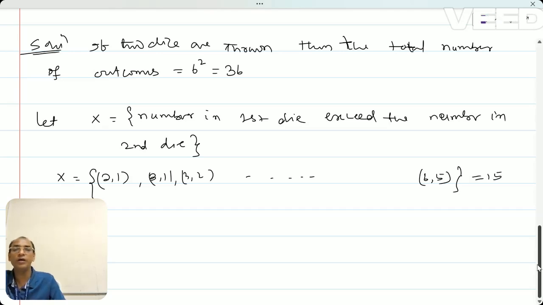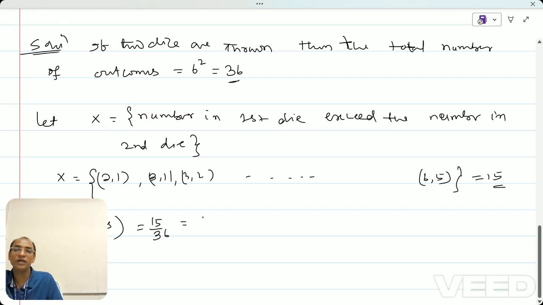15 such favorable outcomes. So that means now if I find the probability of success, meaning getting the outcome where the first dice is more than the outcome in the second dice, we have total favorable cases 15 and total exhaustive cases 36. So the probability of getting success will be 15 by 36, and that will be 5 by 12.